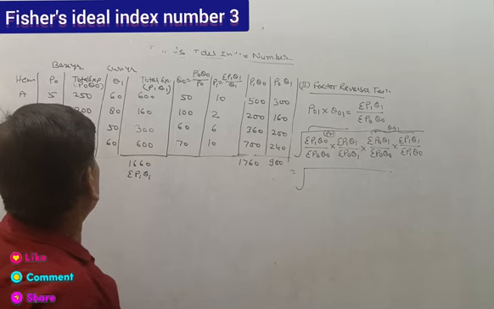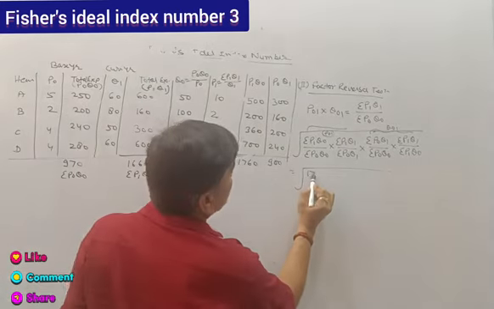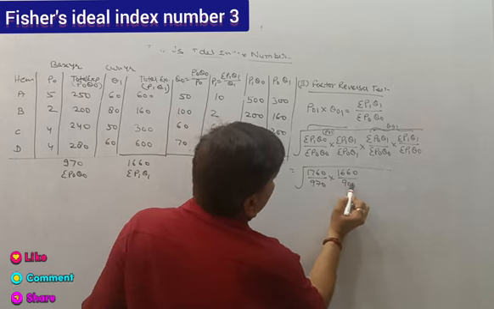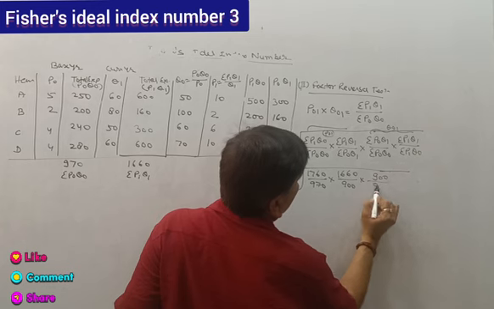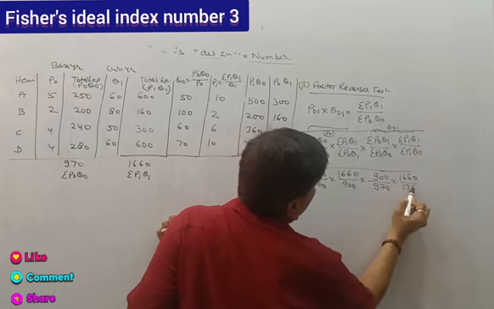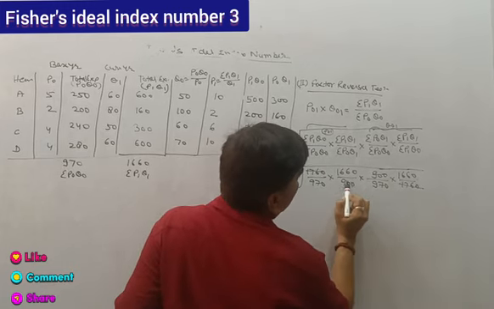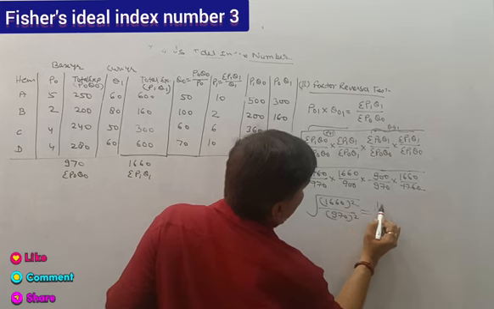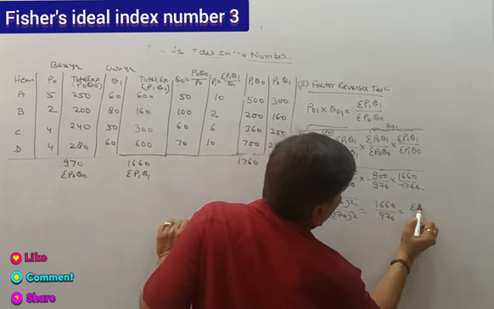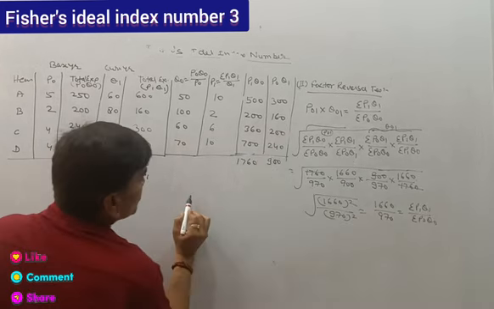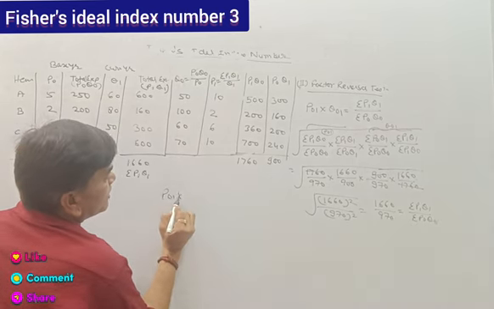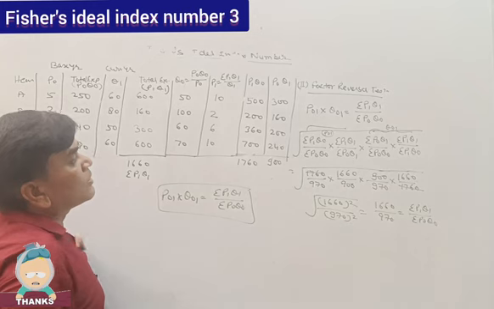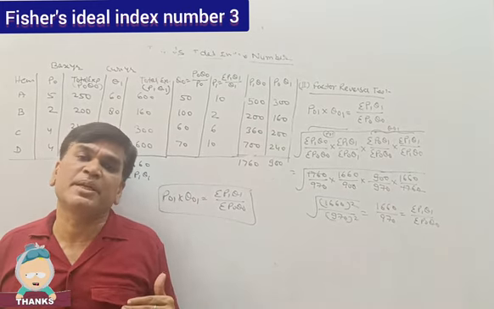Already we have discussed. So that is 1760 divided by 970, multiply 1660 divided by 900, multiply 900 divided by 970, 1660 divided by 1760. 900 to 900. So that is 1660 raised to power 2 divided by 970 raised to power 2. So equal to 1660 divided by 970, and this is equal to sigma P1 Q1 and this is equal to sigma P0 Q0. So we can say P01 times Q01 is equal to sigma P1 Q1 divided by sigma P0 Q0. So both tests are satisfied by the Fisher ideal index number.